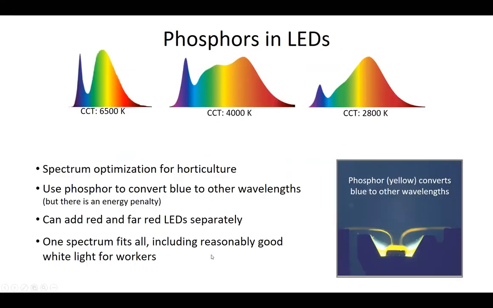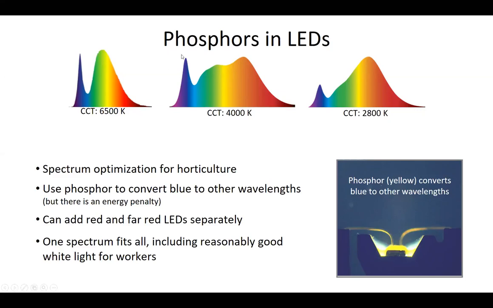Speaking of phosphors, now this is a slide that I pulled from my work in general lighting. So I'm expressing correlated color temperature over here, cool white versus warm white. I could have different phosphor blends for horticulture. I typically would add phosphor to fill in the middle region to make the lights white-ish.